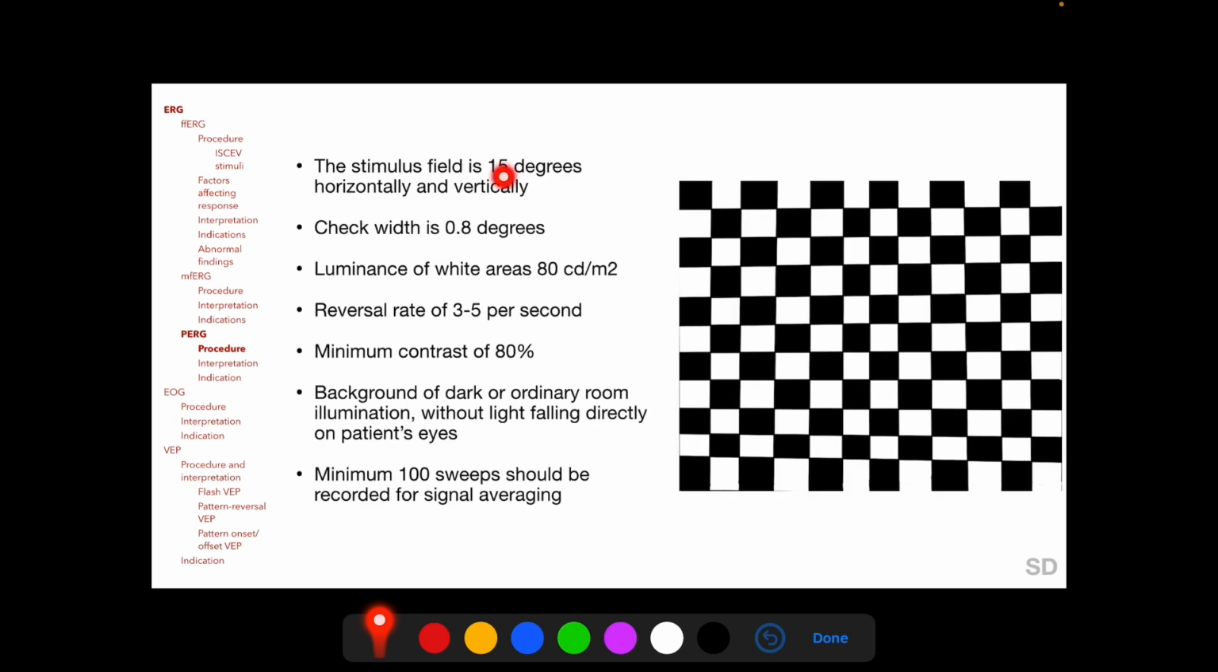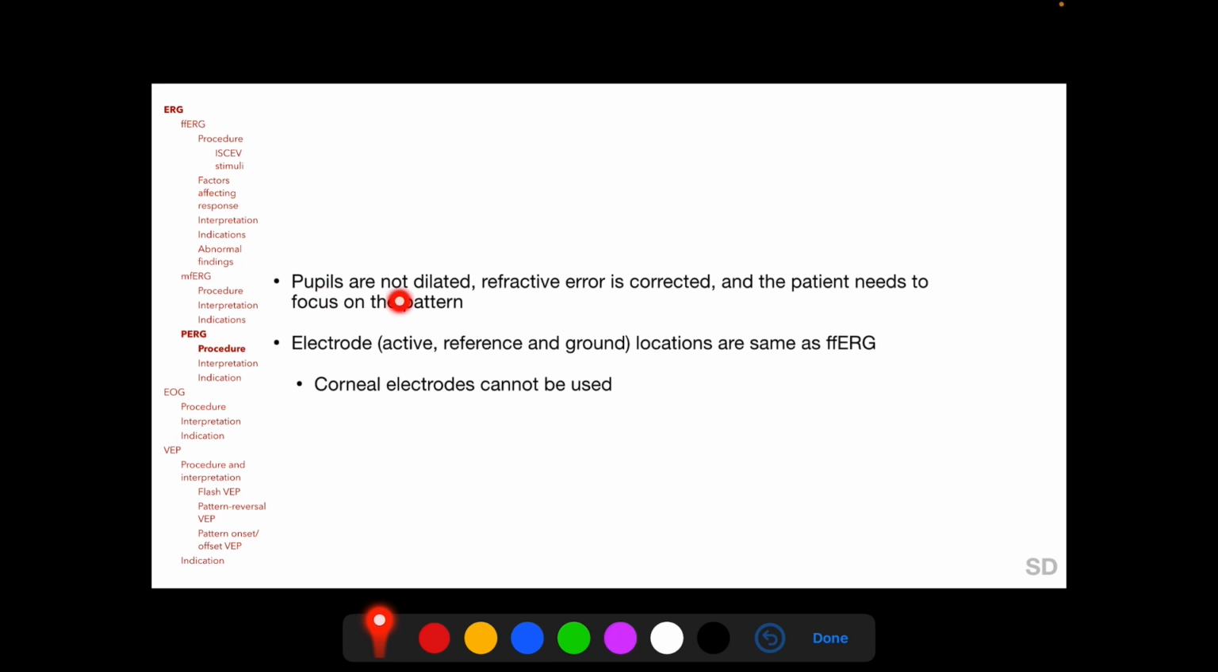The stimulus field is 15 degrees horizontally and vertically, so much less than the multifocal ERG stimulus. The reversal rate of the pattern is 3 to 5 per second, so there is a minimum 200 millisecond interval between two successive reversals, and this allows recording PERG response to each reversal. And a minimum of 100 reversals should be recorded for signal averaging because the amplitude of the response of the macula to this stimulus is very small. For pattern ERG, pupils are not dilated, refractive error needs to be corrected, and the patient needs to focus on the pattern.